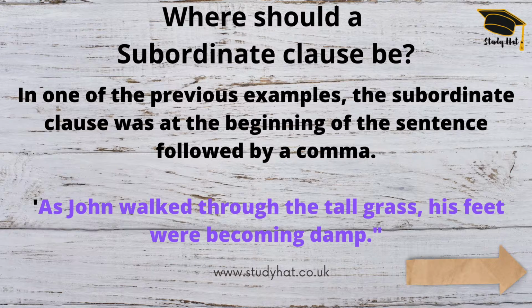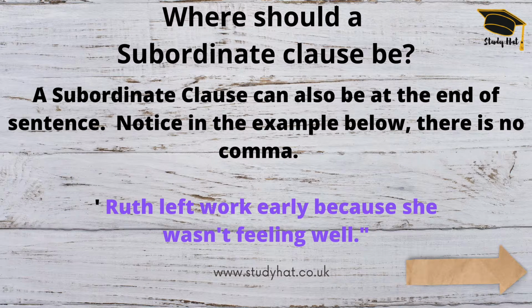So where should a subordinate clause be? In the previous examples, the subordinate clause was at the beginning of the sentence, followed by a comma. So we can see here below, "as John walked through the tall grass, comma, his feet were becoming damp." But it's also good to be aware that a subordinate clause can also be at the end of a sentence. And what you may also notice is in the example below, there is no comma. So, "Ruth left work early because she wasn't feeling well."